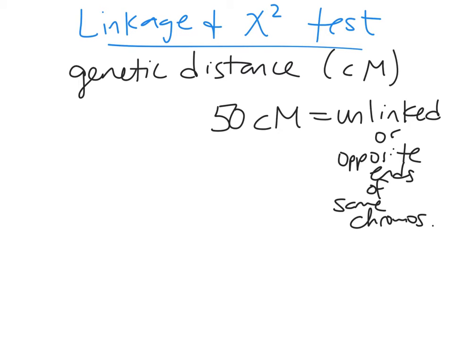So what we use statistics for is to ask, is there a significant difference between the observed recombination rate and 50? So the null hypothesis, our expectation we start with, is that genes are unlinked. They're 50 centimorgans apart. And what we're looking for is evidence that the genes are closer together genetically than that.